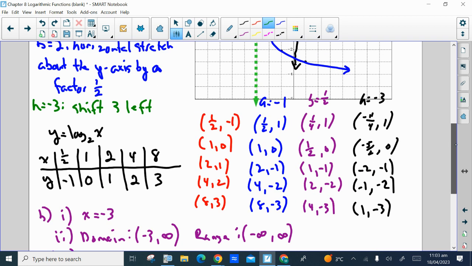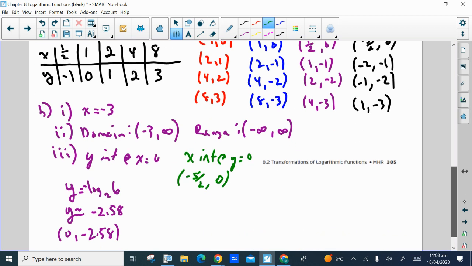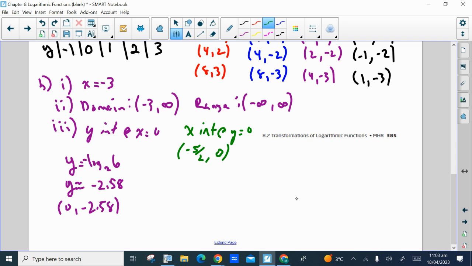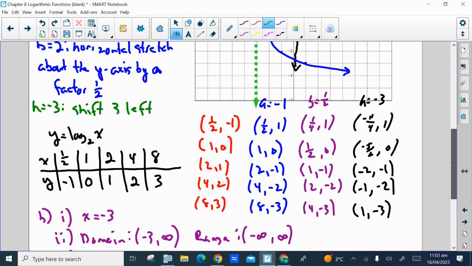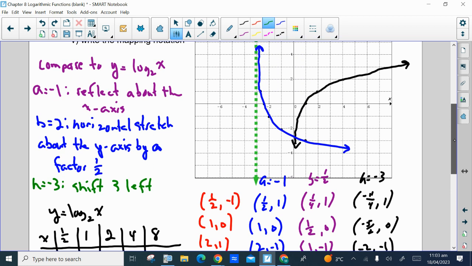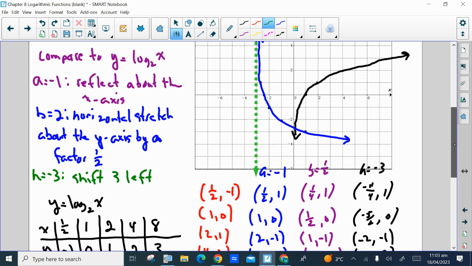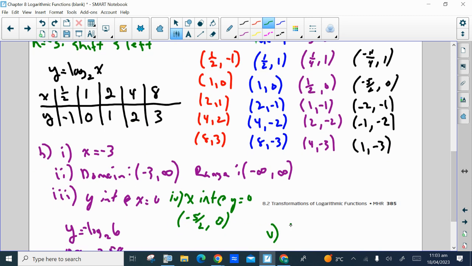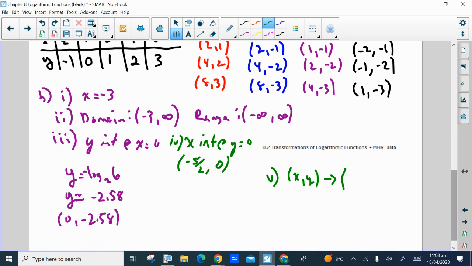So we also want to find our mapping notation. So the x-intercept was part 4. Part 5 is the mapping notation. So the ones that will affect the x will only be the horizontal stretch and the shifting 3 to the left. Horizontal stretching by a half. And remember, mapping notation has to start with x, comma, y. Then you have an arrow which represents maps into.